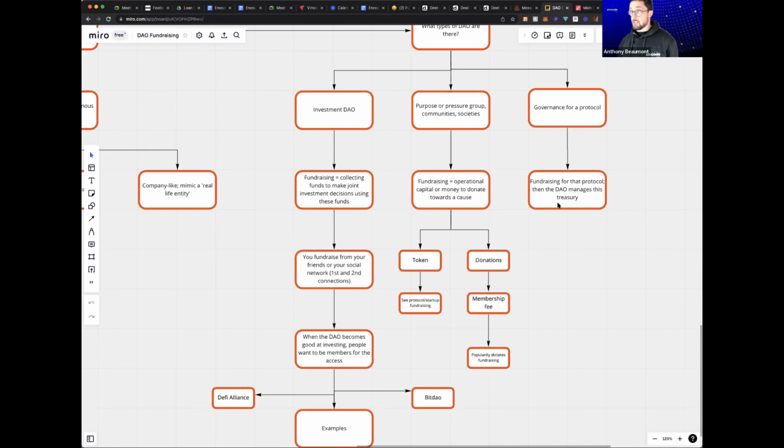Again, a DAO is fairly undefined. It can be anything. It can be a voting system. It can be run like a company. If you're launching a DAO, you're doing it for one of these benefits. You might want to have an investment DAO like BitDAO. You might want a purpose or pressure group. But if the question is, I'm a founder, why do DAOs count for me? It's because you'll probably want one to manage your protocol moving forward, if DAO just represents a decentralized company in the future.